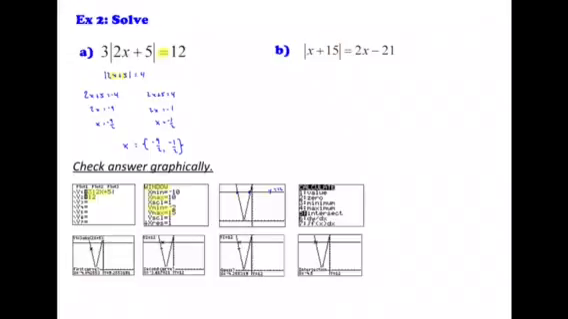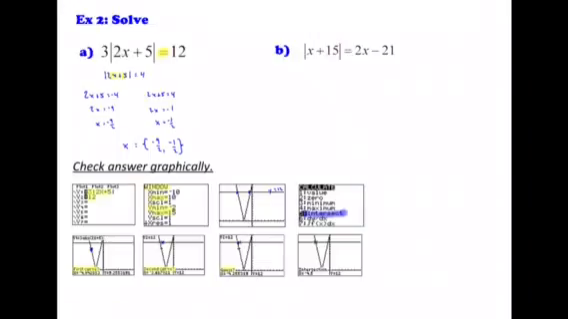So then we go over to calculate. Last time we did zero because we had set it equal to 0. This time we're going to do intersect. And so intersect, it's going to ask a question. What's the first curve? Okay, so you just pick a point on the curve. What's the second curve? And you can see that I've changed from this line to that one. And then the next one, it wants to know what your guess is. So you put a guess close to that intersection.